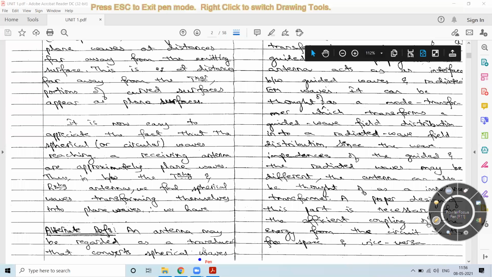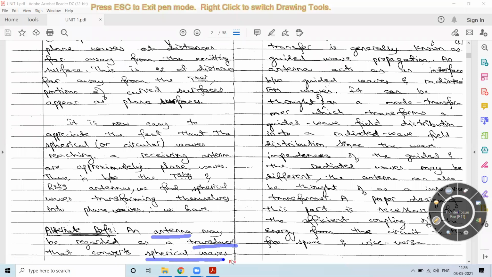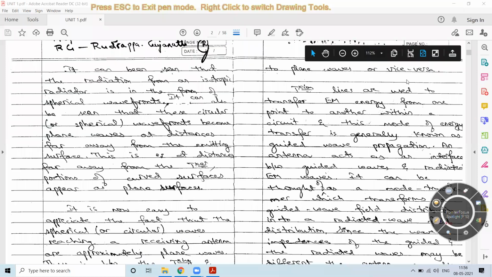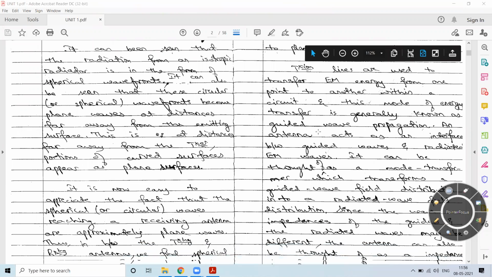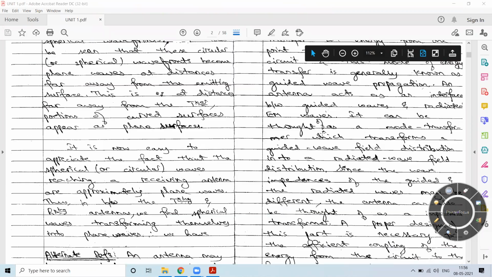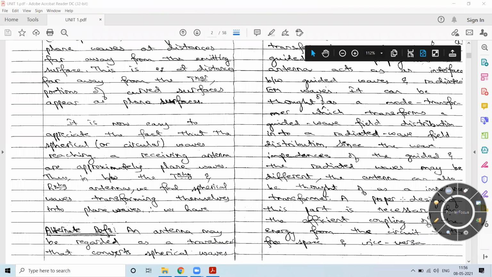So what does a transducer do? It converts one form into the other form. So here, what is the antenna converting? The antenna is converting the spherical waves to plane waves and vice versa. So this is another representation. That is what we saw over here in the diagram.